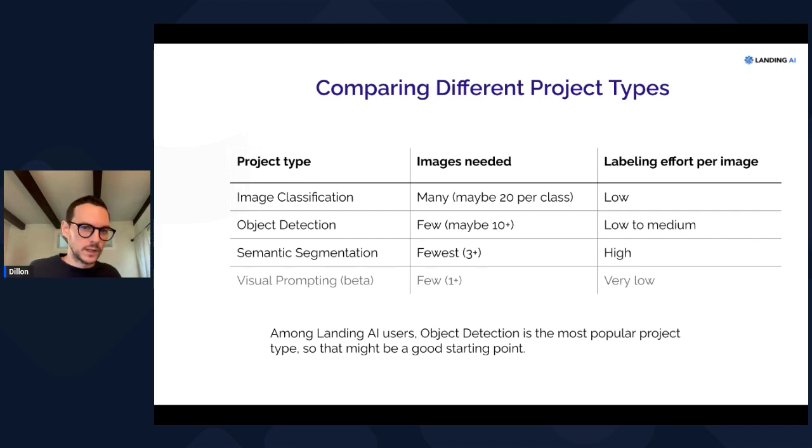So, maybe in this case, it's 20 images per class. But on the other hand, the labeling effort is really low. So if you have a lot of images per class, classification might be easy.